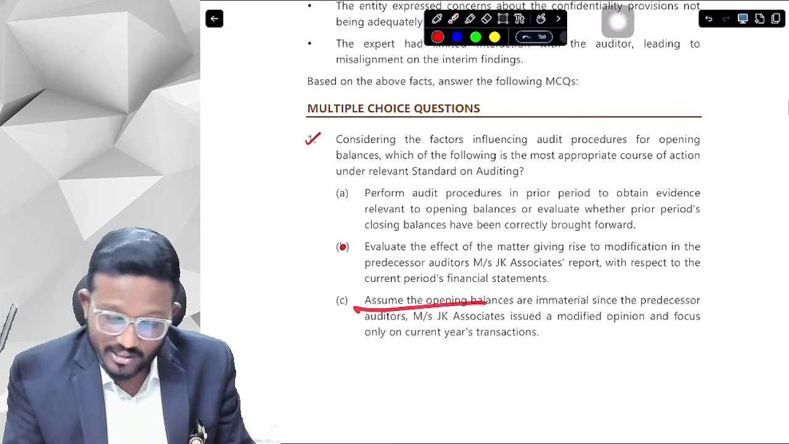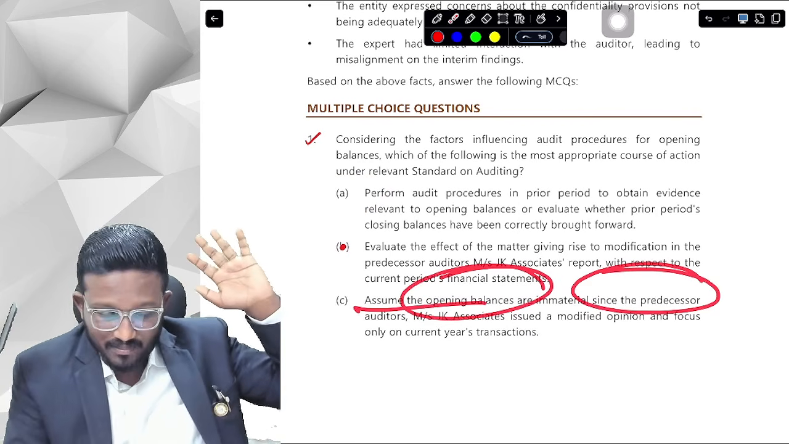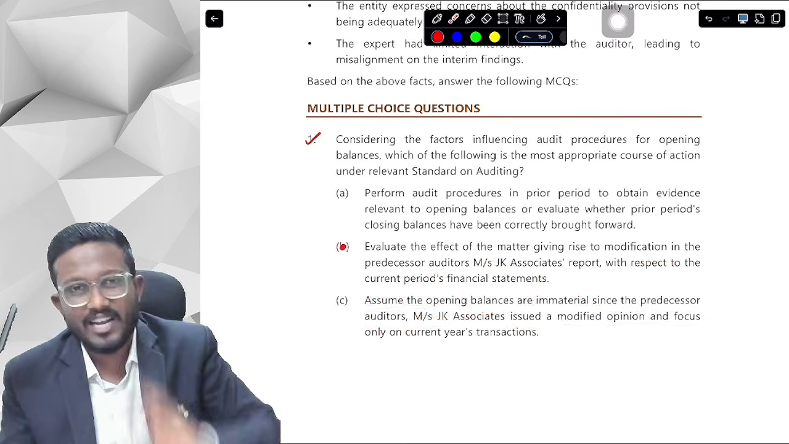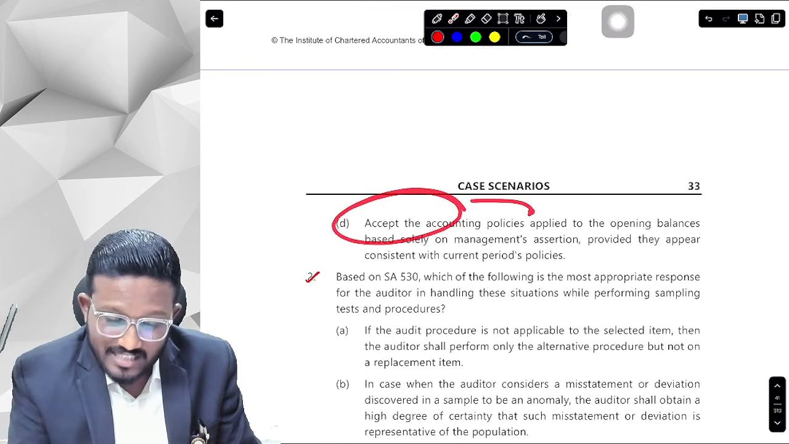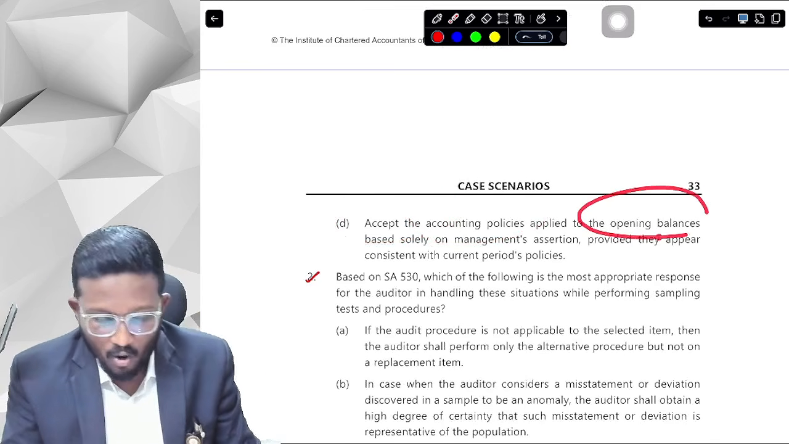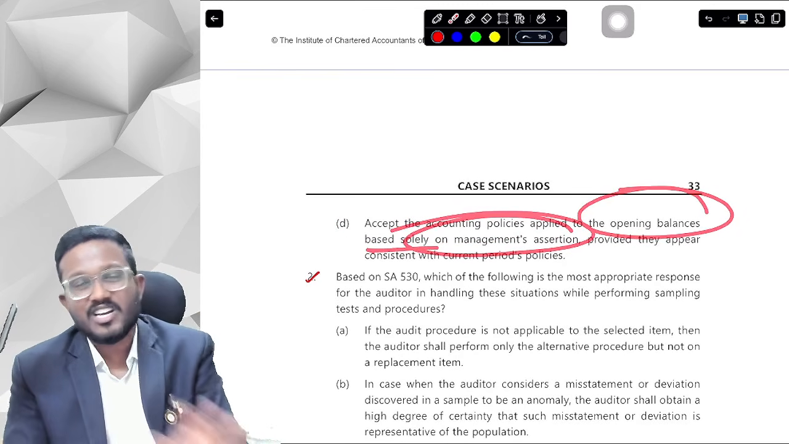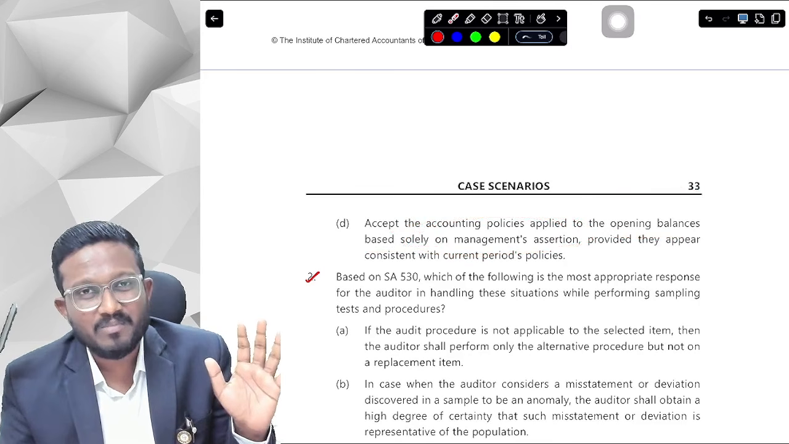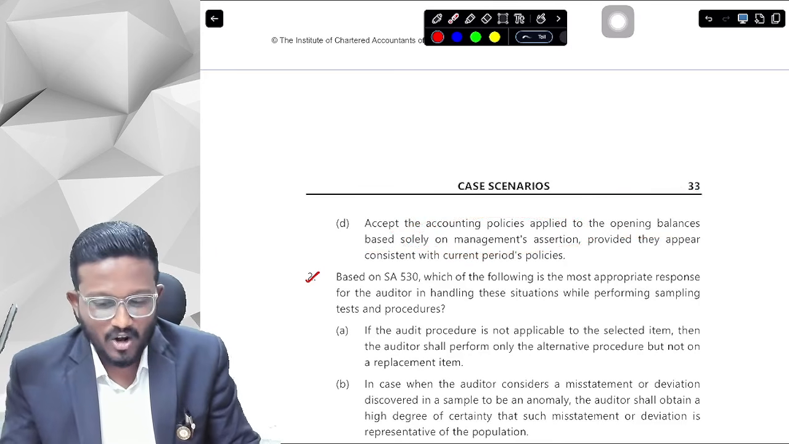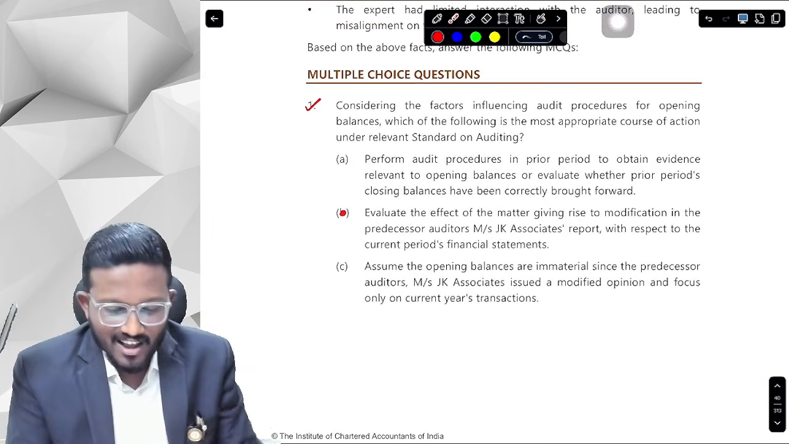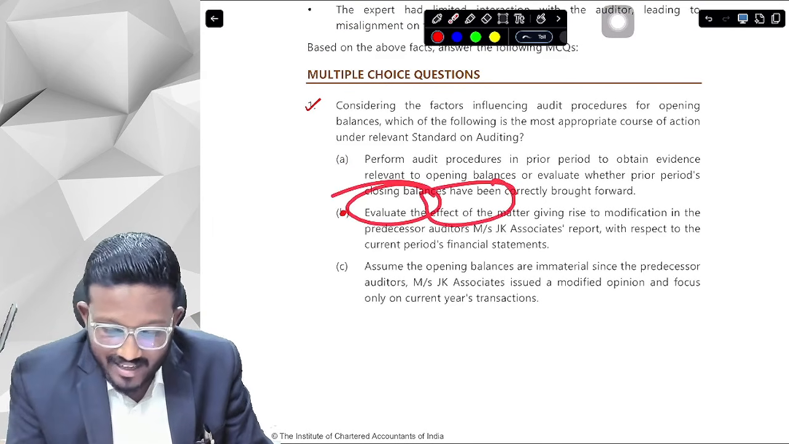Second is that we need to assume that the opening balances are material since the predecessor auditor issued a modified opinion. No, we cannot assume that. Next is we need to accept the accounting policies applied in the opening balances based solely on management's assertion. No, we cannot base it solely on management's assertion, because that is not sufficient and appropriate audit evidence in itself.